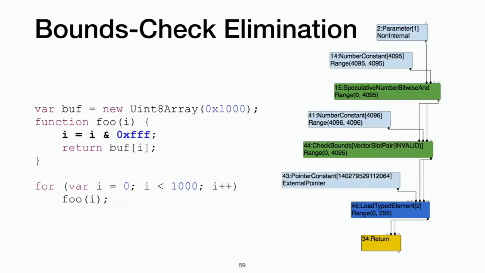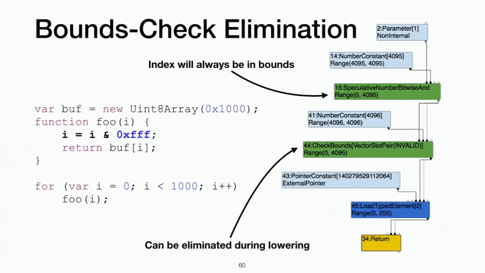So we can kind of see that here. Again, this code graph for this piece of code. What you see is that parameter 1 flows into this bitwise AND. And the compiler at this point figured out that the output of this bitwise AND must always be between 0 and 4095. So later, when it lowers this code to machine code, it realizes that the check bounds node is actually not required because the input is already in that range. So it will just eliminate the bounds check at that point, basically.